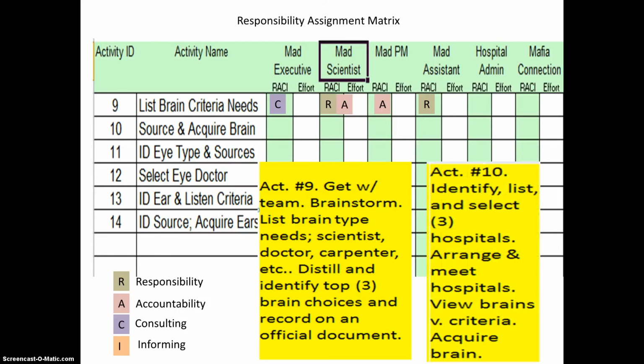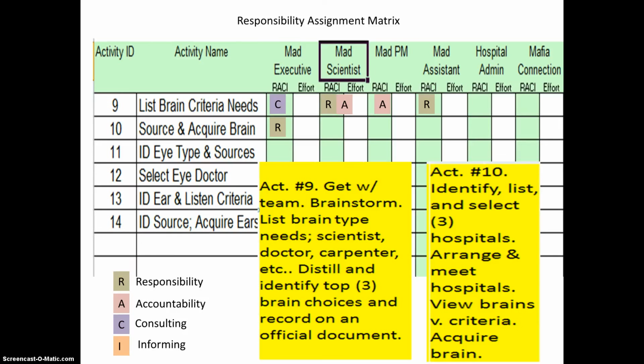Activity number 10 is to identify, list, and select 3 hospitals and arrange and meet those hospitals in the viewing of the brains that we have decided to look for, and based on our criteria then be able to select the appropriate brain for our Frankenstein. Now when we think about the roles and responsibilities for that particular activity 10, which is the source and acquire brain, well, we realize that the mad executive, our project sponsor, will play a very important role here.